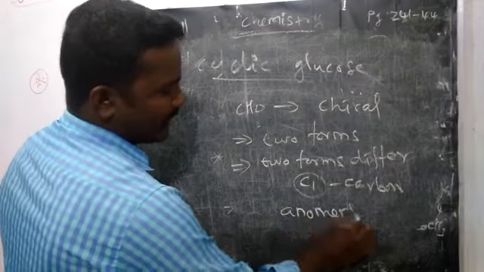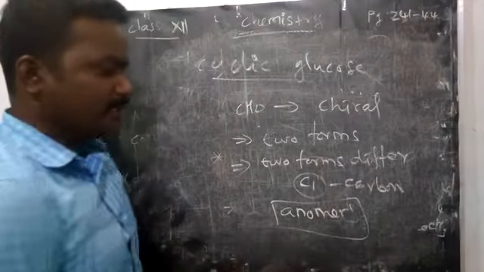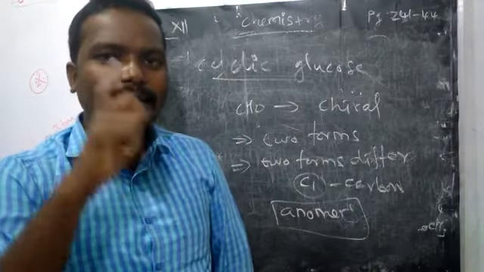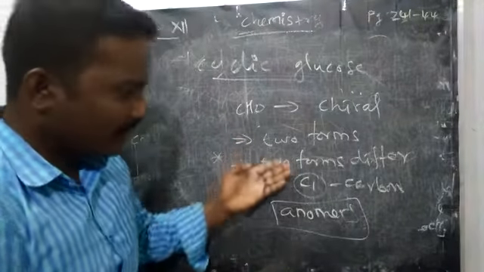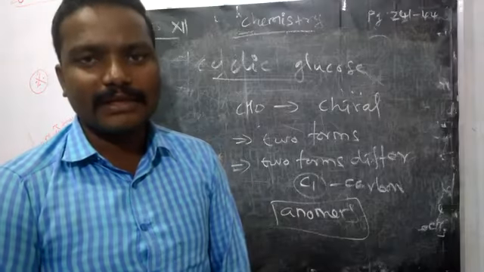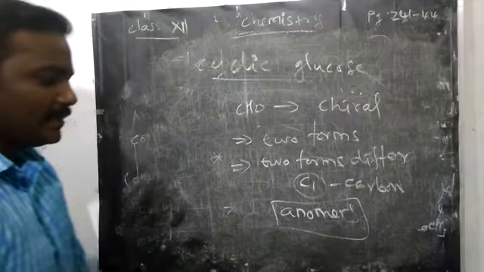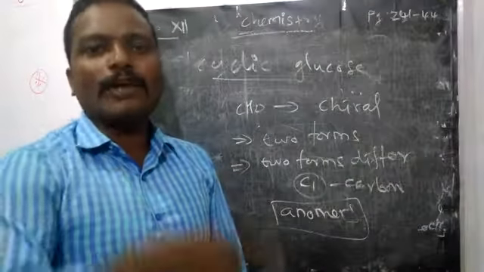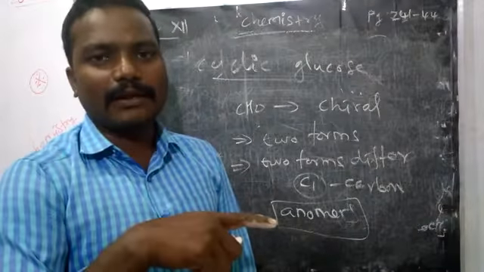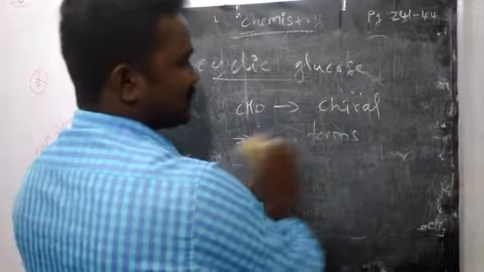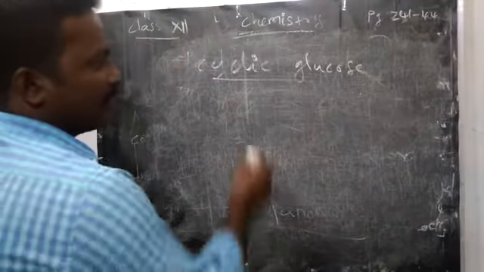What are anomers? Very important. There are two forms, and they differ only based on one carbon, or if you say it correctly, the C1 carbon. That's why we call them anomers. This anomer form has 5 carbons and 1 oxygen in the ring structure. If you write the structure, you can understand.